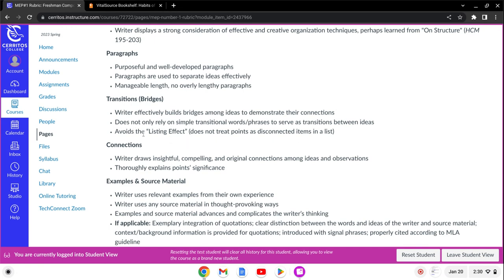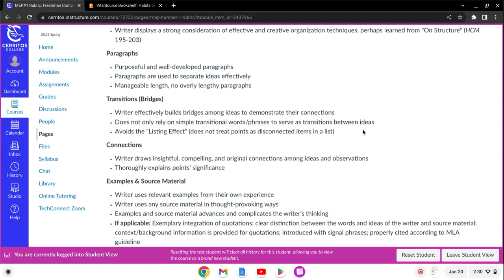Make sure that you are not relying on simple transitional words or phrases to serve as your transitions between ideas. So if you're using these simple transitional words or phrases, first, second, third, additionally, furthermore, moreover, obviously they have an important role to play, but that's not what the transition is. If you're only thinking of your transition as just that simple word or phrase, that's a little too simplistic. We want to think of the transition as a bridge you're building. You're showing the connection among ideas. So try to avoid just relying on those simple words or phrases as your transitions.